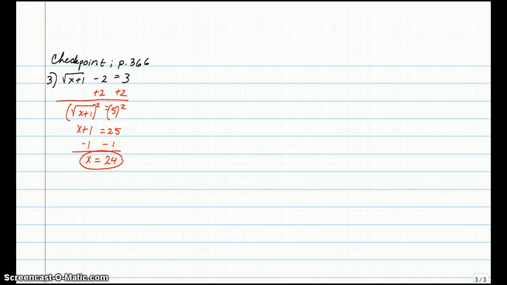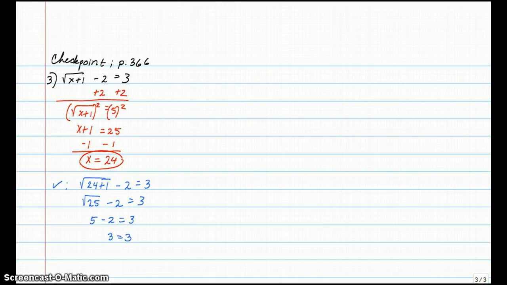Now we're going to go ahead and substitute the 24 back into the problem to check it. So we're going to have the square root of 24 plus 1 underneath the radical symbol minus 2 equaling 3. 24 plus 1 is under the radical symbol, so you do that first. It gives you 25. Square root of 25 minus 2 equals 3. Square root of 25 is 5, minus 2 equals 3, and 5 minus 2 is 3, so 3 equals 3, so 24 is the correct solution.